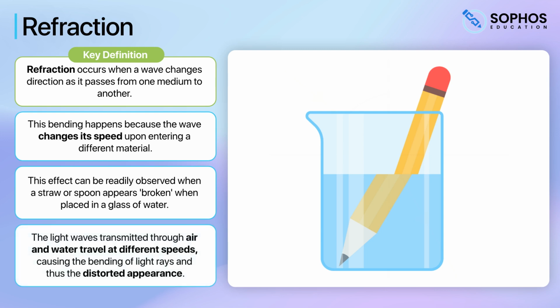The light waves transmitted through air and water travel at different speeds, causing the bending of light rays and thus the distorted appearance. We will dive deeper into refraction in the electromagnetic waves section to fully understand how varying wave speeds in different media lead to this phenomenon.